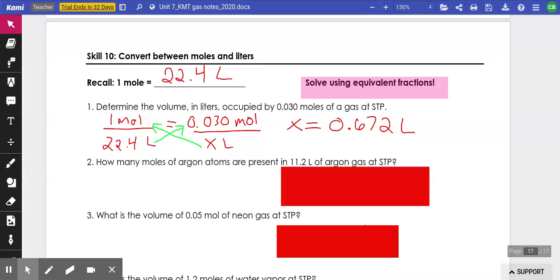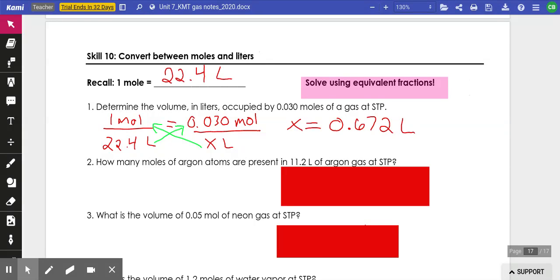Hi everyone, and welcome back to Skill 10, where we're going to be talking about how we can convert back and forth between moles and liters. So this should be a pretty straightforward thing because you already know how to do this kind of a calculation. We're just using equivalent fractions.